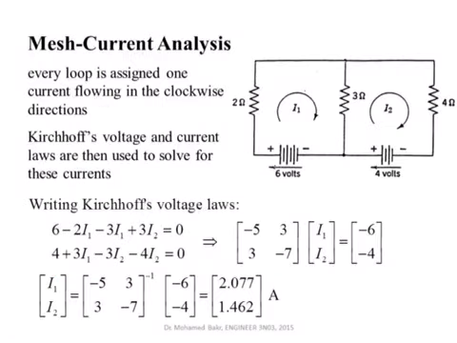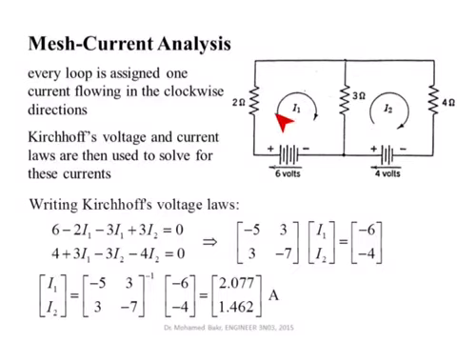Mesh current analysis tries to combine both Kirchhoff voltage law and Kirchhoff current law. And the idea in this analysis is very simple. Here we have two main loops, the left loop and the right loop. Of course, you can write it as well for the external loop, but the expression you write for the external loop will be dependent on these two, so it's not going to give you any more information.